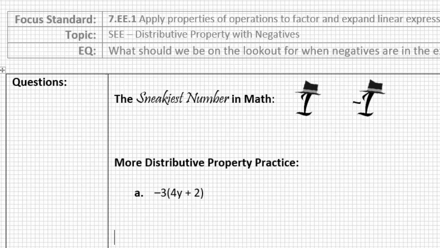So from our video lesson on the distributive property, what do you think is the method we're going to use to expand this into an equivalent expression? Well, we want to take this negative 3 and distribute it, or multiply it, by each term inside the parentheses. So go ahead and think about that. What are we going to get when we take negative 3 times 4y, and what are we going to get when we take negative 3 times 2? Go ahead and pause the video now and write out what you think is the equivalent expression of this in its expanded form.